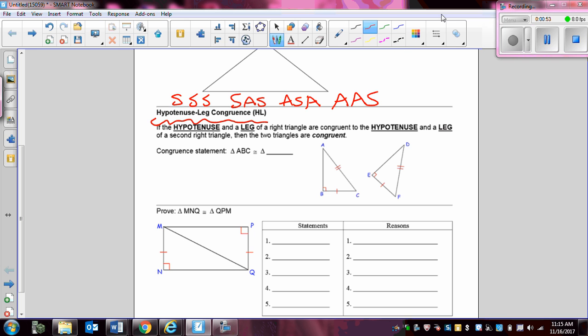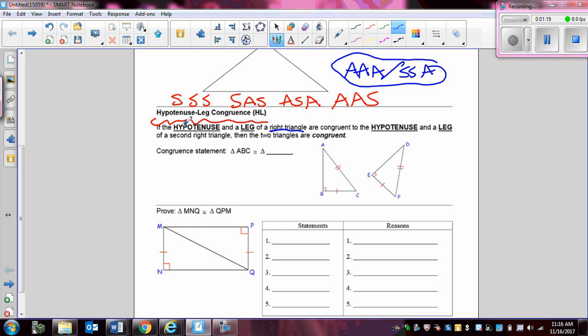The ones that are not congruent are if all three angles are congruent, that doesn't prove that we have congruent triangles. And if we have side, side, angle, that does not prove that our triangles are congruent, right? Our last one today is going to be hypotenuse leg. This is specifically for a right triangle. Underline that word right triangle right there.